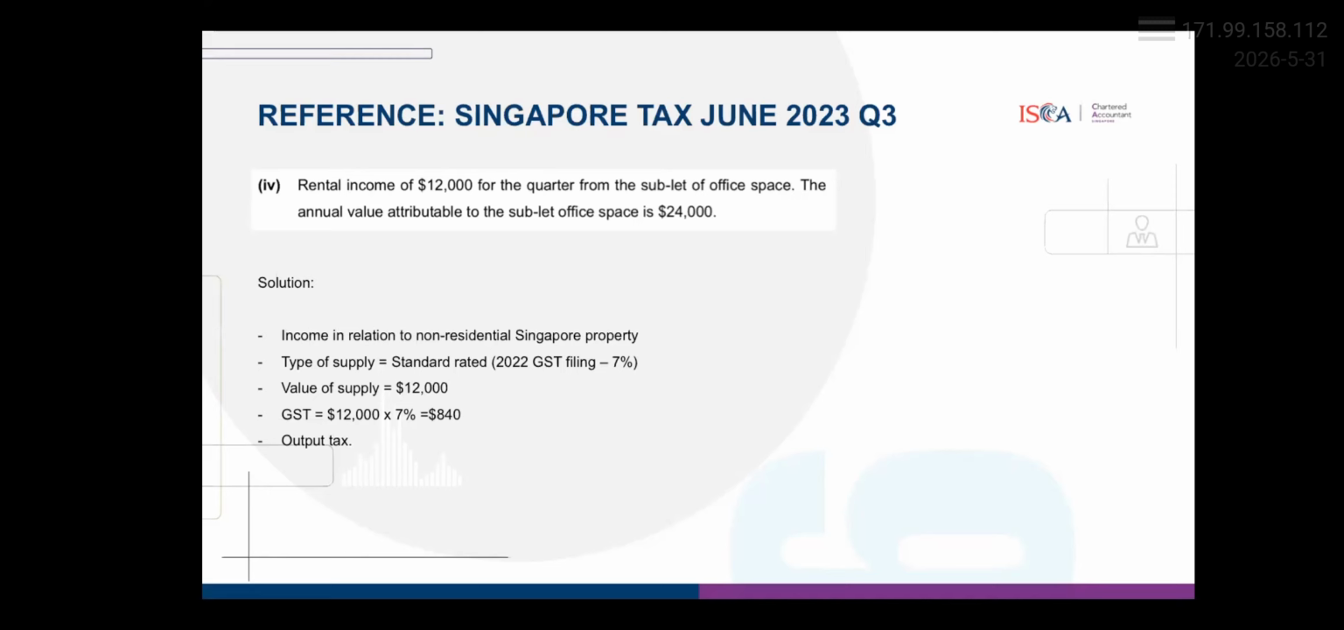Moving on to the next one here, where there is a rental income of 12,000 for the quarter from the sublet of office space. The annual value attributable to the sublet office space is 24,000. This is an income in relation to non-residential Singapore property, and therefore is not an exempt supply. All right, this is a standard rated supply. The value of supply is the amount that you have charged, which is 12,000. The GST is 7% of 12,840, and that constitutes your output tax.